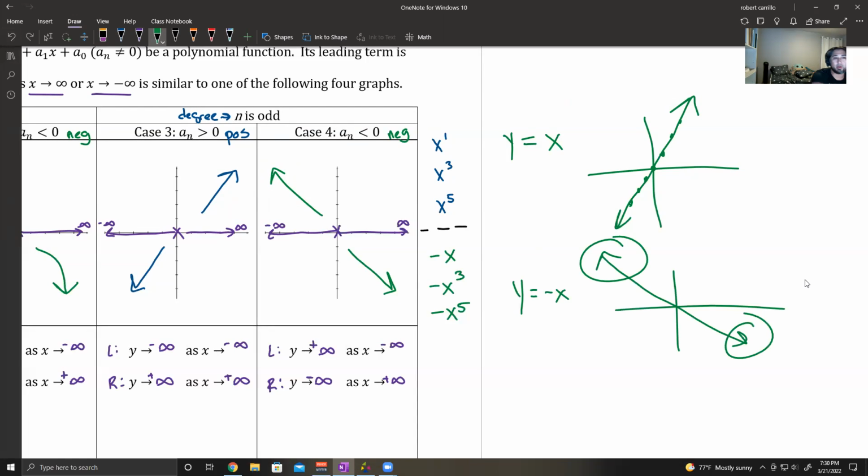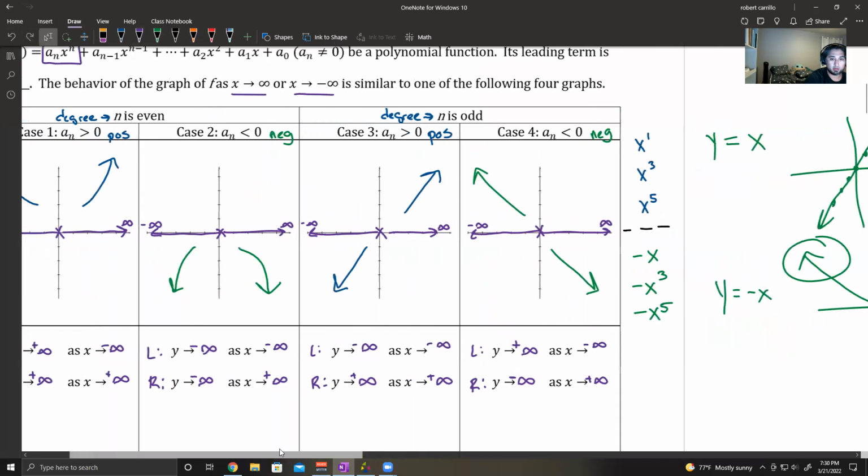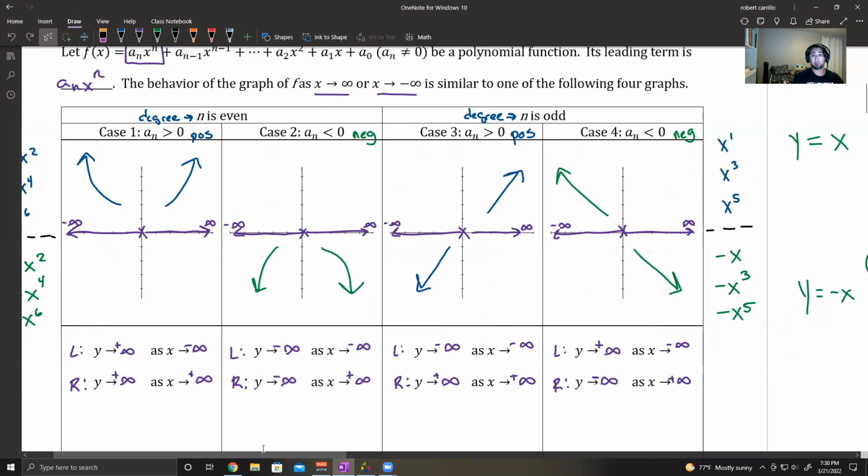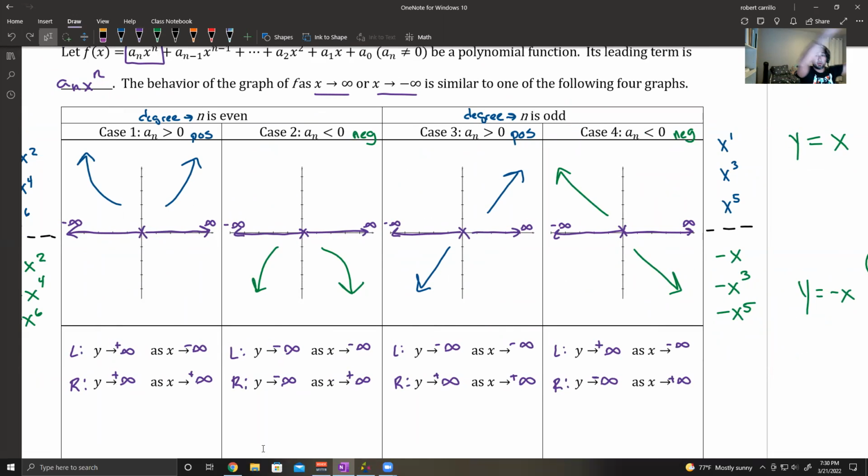Okay, so those are your four cases for end behavior. If you are even and positive, you open up. If you are even but negative, you open down. If you are odd and positive, you open up to the right, down to the left. And if you are odd and negative, you open up to the left, down to the right.